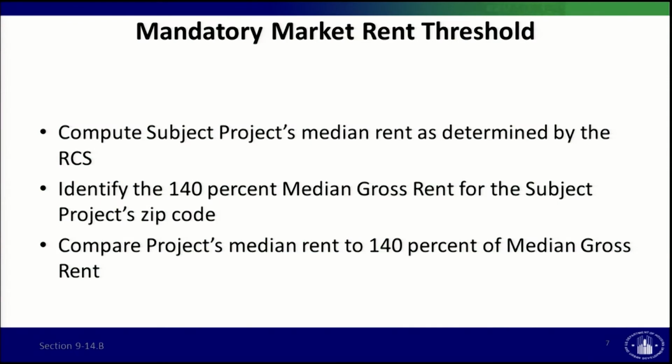We have 3 steps that you, the appraiser, will need to take to determine if a HUD-commissioned RCS is really necessary. First, you need to compute the subject's median rent as determined by the RCS. Second, you need to identify the 140% median gross rent for the subject project's zip code. And last, you'll need to compare the project's median rent to the 140% of census median gross rent from the table. We'll go into a little bit more detail in the next few slides on each one of these subjects.